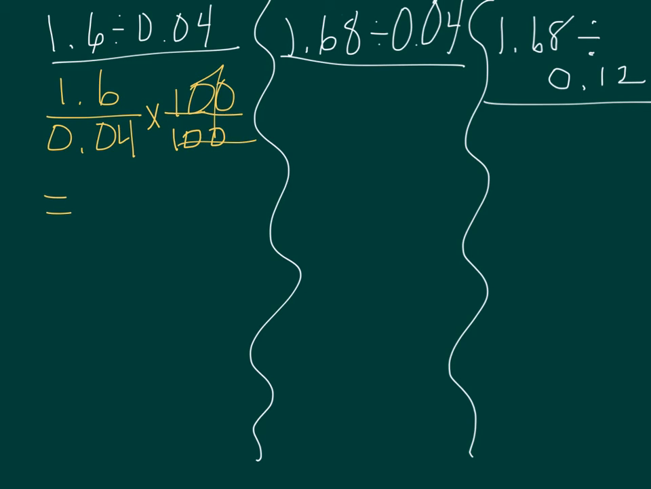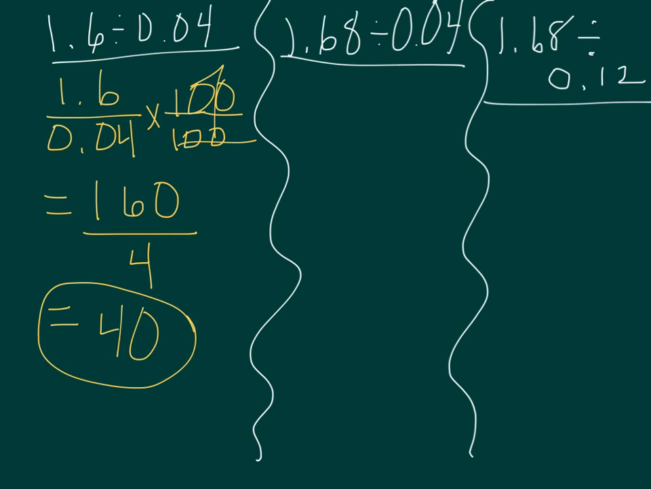So now, 1 and 6/10 times 100 is going to be 160. And then 4 hundredths times 100 is 4. So now I can do some simple division. I know 16 divided by 4 is 4, but it's 160, so it's going to give me 40.